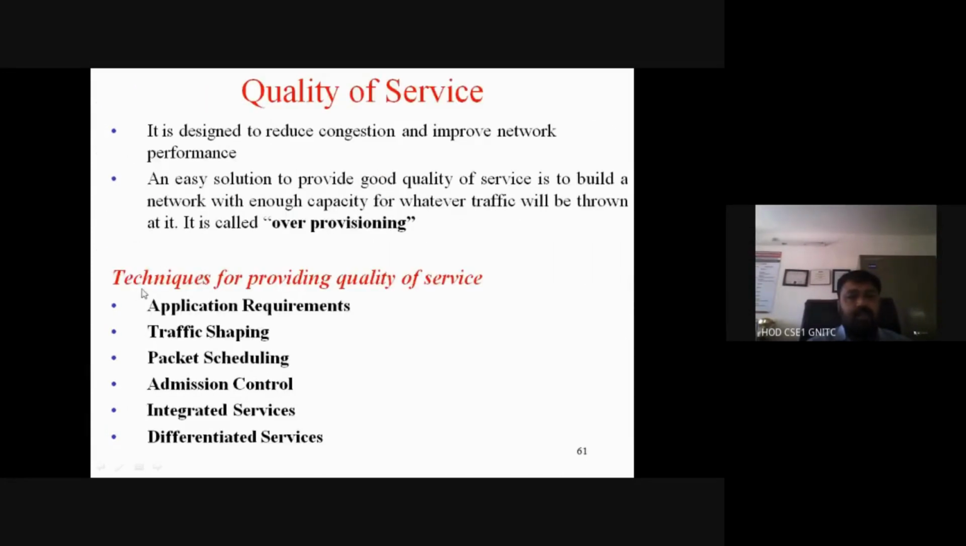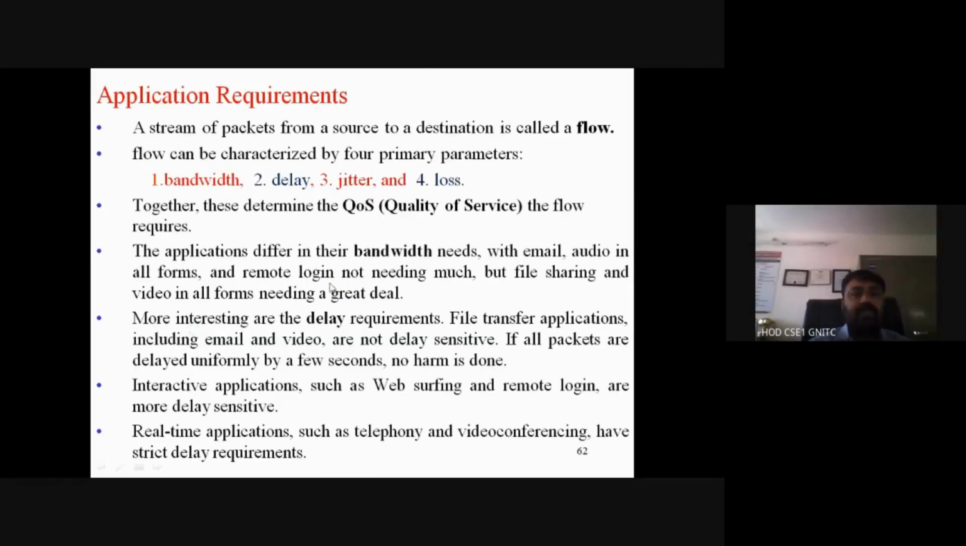To provide good quality of service in the network layer, we should consider the following six things: application requirement, traffic shaping, packet scheduling, admission control, integrated services, and differentiated services. If we follow these, then definitely we will have good quality of service for any node that is participating in the network. A stream of packets going from source to destination, we call a flow. The flow is characterized using bandwidth, delay, jitter, and loss.